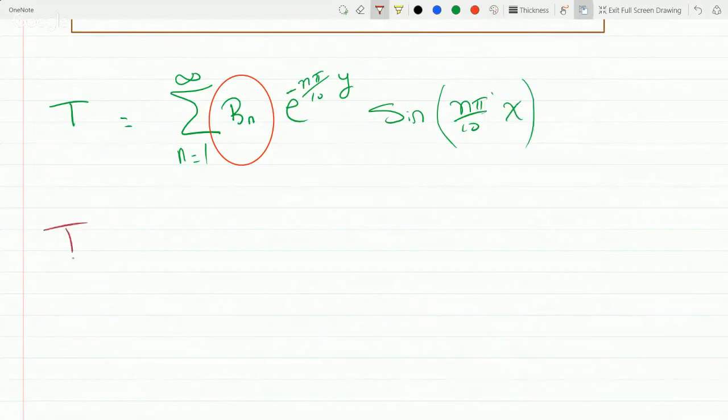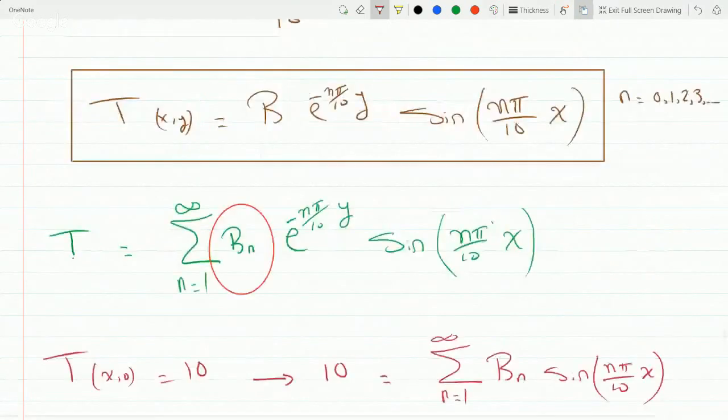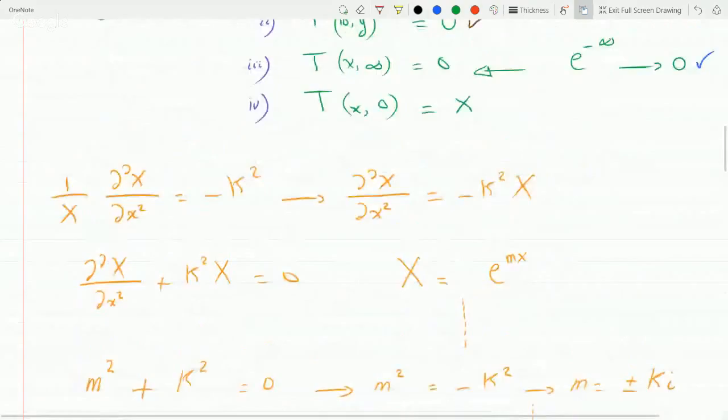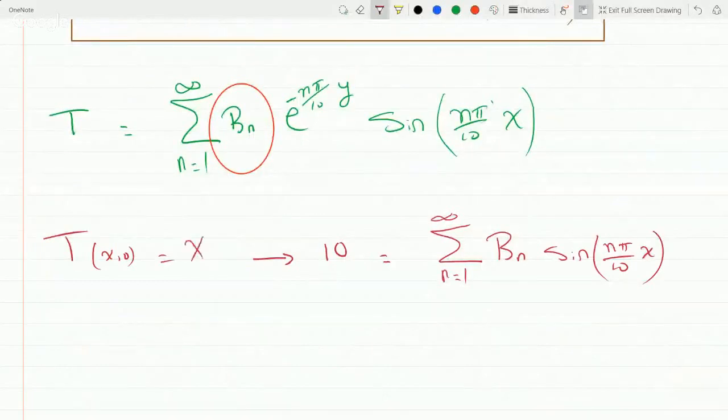So let's write this. x0 is equal to 10. Plug it in, and you're going to get 10 equals, plugging in 0 for y, the sum of bn, e to the 0 is 1, so this goes away, sine n pi over 10 x equals 10 from n equals 1 to infinity. Wait, was it 10 or x? It was x, not 10. So the left hand side is x, and this is x.